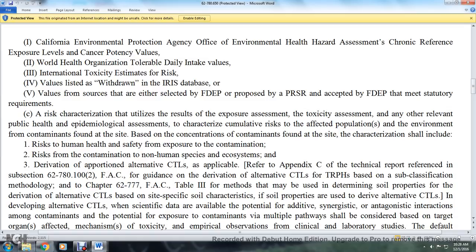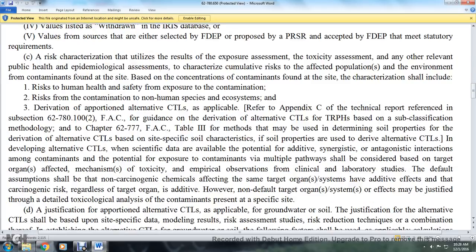The risk characterization utilizes the result of the exposure assessment and the toxicity assessment of the relevant public health and epidemiological assessment. It categorizes the cumulative risk effective pollution of the environmental form of the contamination found at the site, based on the concentration of contamination found at the site. Characterization should include the risk to human health, safety of the exposure to contamination, and risk of contamination to non-human species and ecosystems.